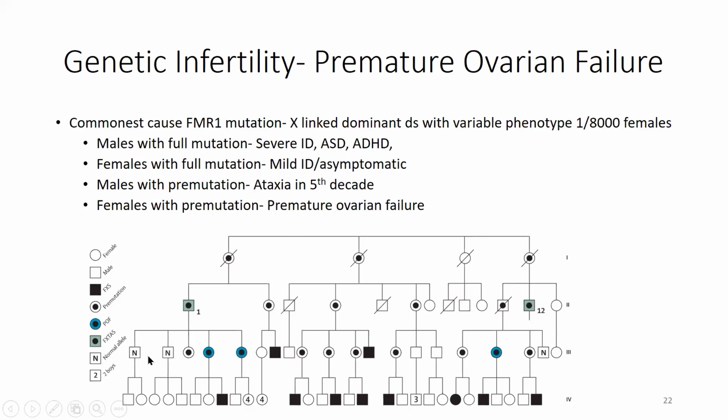So if you have a male, it's an X-linked dominant disorder. If you have a male with a full mutation, they develop severe intellectual disability, your autism spectrum disorder. If you have females with a full mutation, because they have two X's, they can either be asymptomatic or have mild intellectual disability. Now, females who have the pre-mutation present with premature ovarian failure, so you can have a family of girls where people are going into their menopause in their 30s and 40s, right? So this might not have come out had we not taken a pedigree, right?